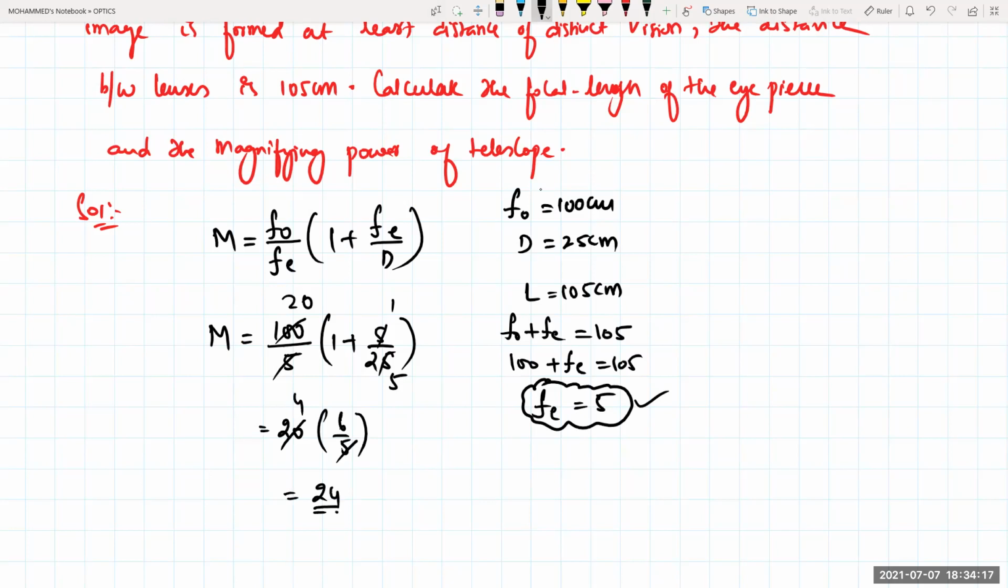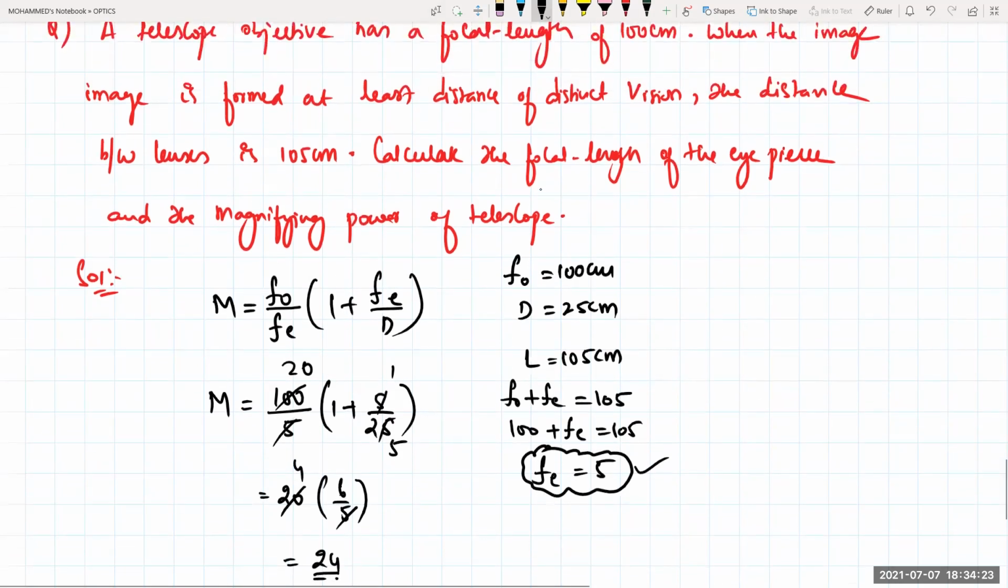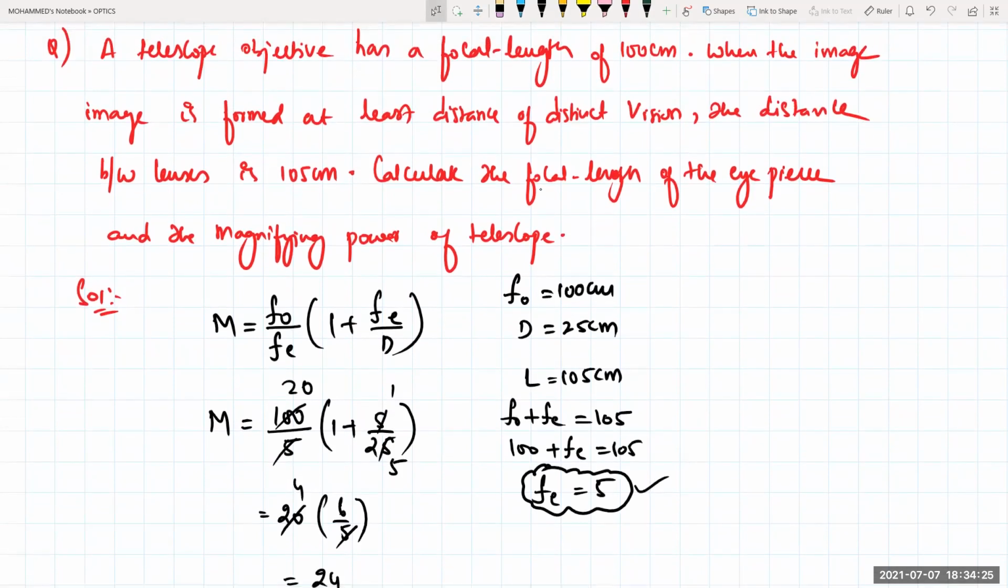Am I doing anything wrong? The given question: a telescope objective has a focal length of 100 centimeters, when the image is formed at the least distance of distinct vision, the distance between the lenses is 105 centimeters. Calculate the focal length of the eyepiece and also the magnifying power. That is correct, clear?